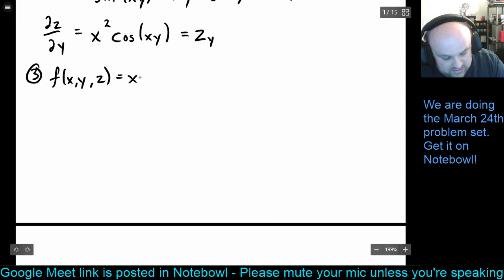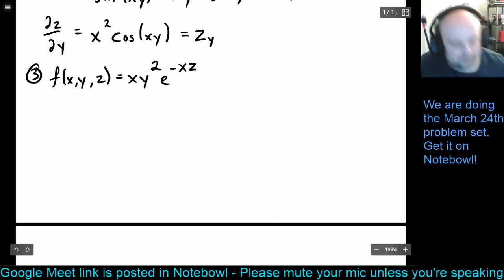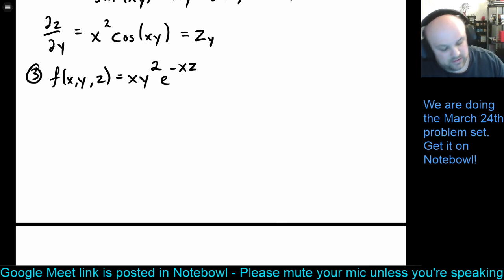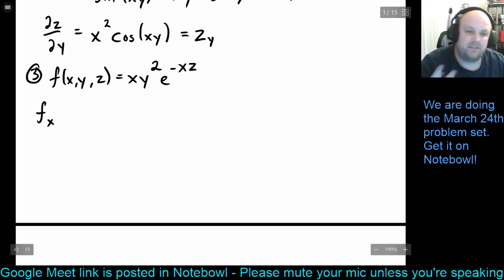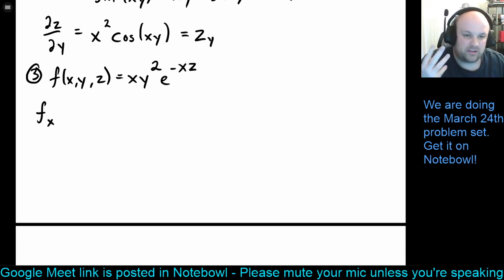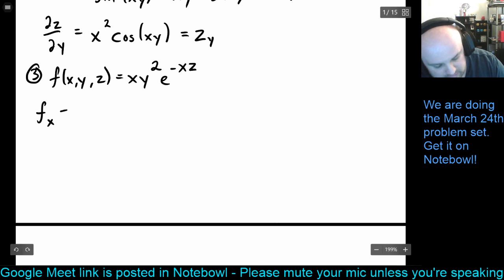Right, so we have xy squared e to the minus xz. Let me try and do a better job of differentiating 2 and z here. Right. So in this case, since we have 3 variables, x, y, and z, we're going to have 3 different first derivatives. Right? So we're always going to have a first derivative for each variable of the function there. All right. So let's start with x.